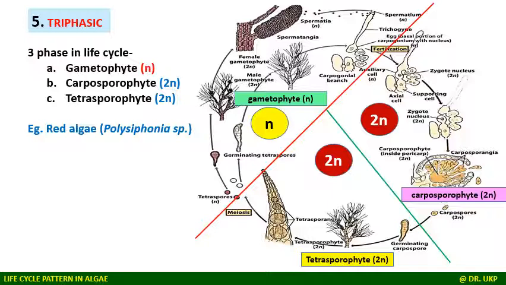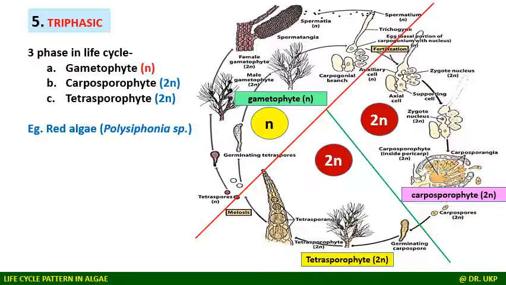So when we study the red algae life cycle, we will discuss these three phases in detail. But in short, a single whole life cycle consists of three phases. One gametophytic phase, that is haploid. Second, carposporophyte phase, that is also diploid, and third, tetrasporophyte. Now what happens?